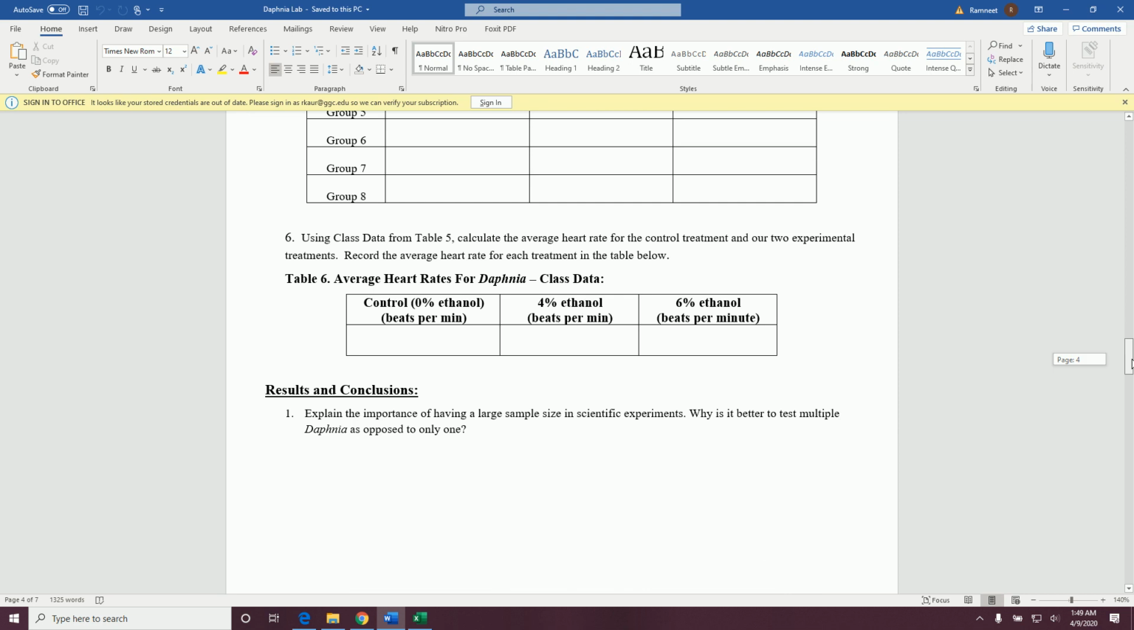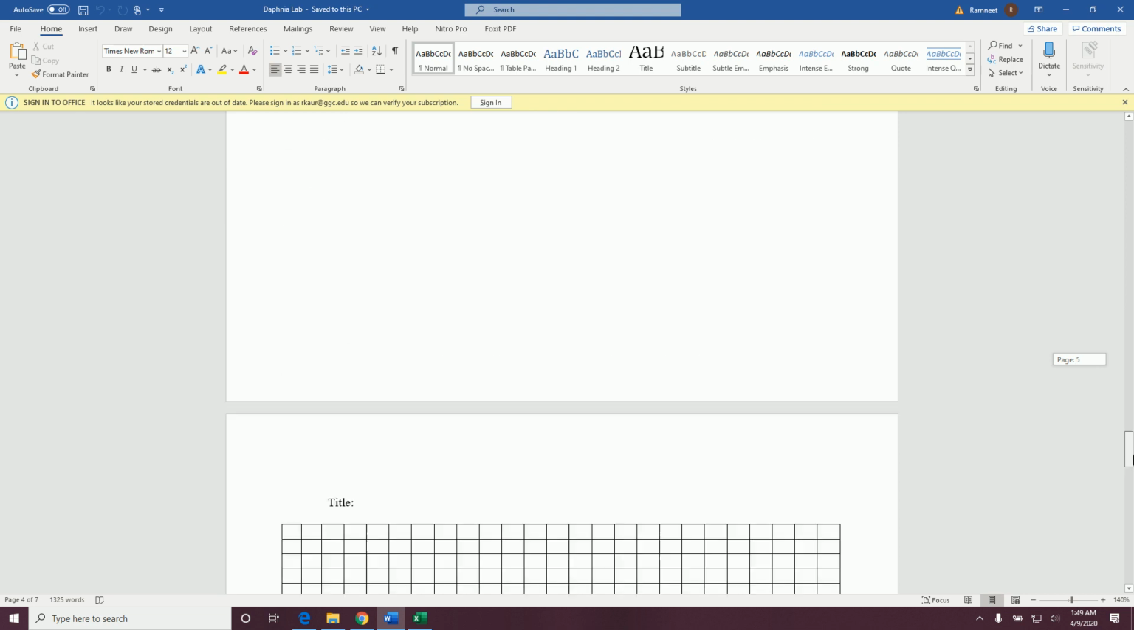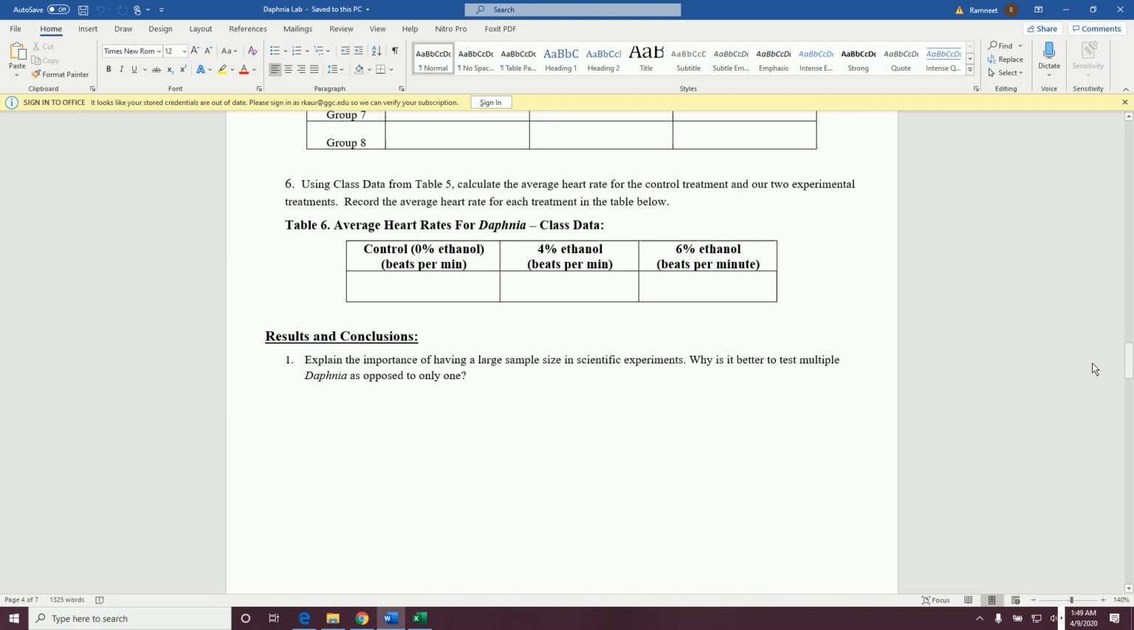Okay, and then you were supposed to make a graph. So you would have made the graph from the data of the whole class. When we make a graph, we have two axes, one is the x-axis, another is the y-axis. On the x-axis is our independent variable, which is the percentage of the alcohol you have used, and on the y-axis goes the heartbeat or the heart rate per minute of the Daphnia. So on the x-axis always go the independent variable, and on the y-axis always go the dependent variable. So that's what you would have done in this lab.